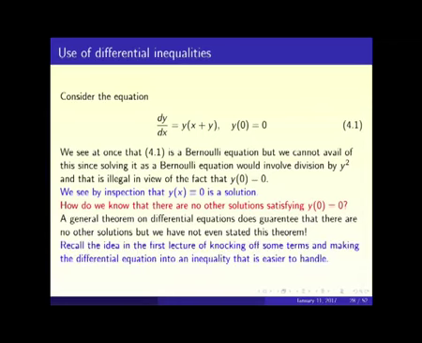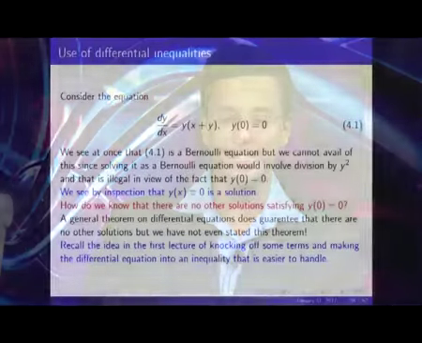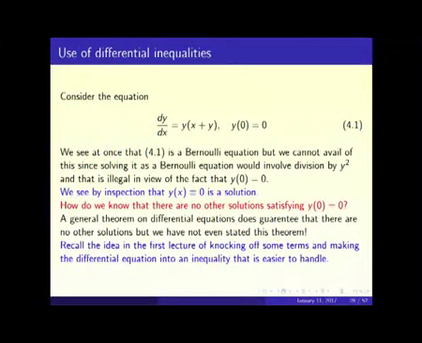So let us go back to the very first lecture where we discussed differential inequalities, where we knocked off some terms in the differential equation and got a differential inequality when we were discussing escape to infinity in finite time. Well, so let's look at the differential equation 4.1. dy by dx equal to xy plus y squared. The y squared term is always positive.